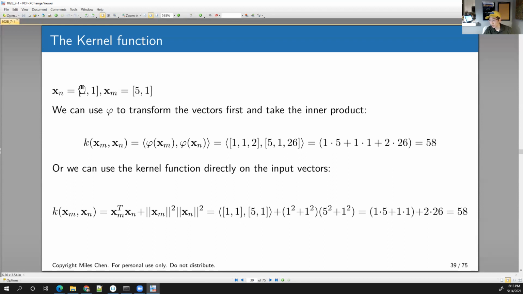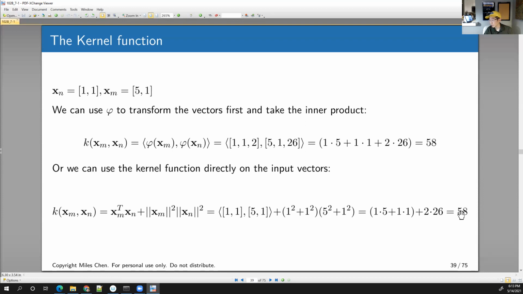The inner product of (1, 1) and (5, 1), I'll get 5 plus 1, which is 6. And then over here, I do norm 1 squared, so basically 1 squared plus 1 squared, times norm 2 squared, which is 5 squared plus 1 squared. So I do the product here. I get 2 times 26, which is 52. And so this becomes 58.